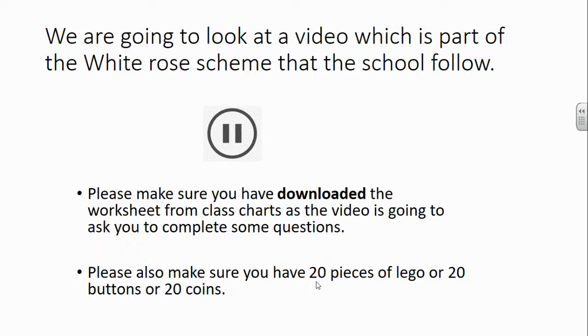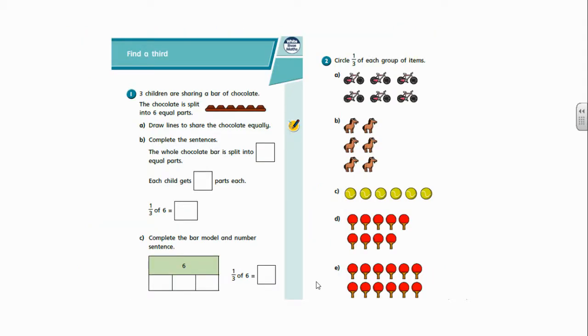We're going to look at a video which is part of the White Rose scheme that the school follow. Pause the video and please make sure you have downloaded the worksheets from Class Charts, as the video is going to ask you to complete some questions. Please also make sure you have 20 pieces of Lego or buttons or coins. This is what the worksheet looks like.